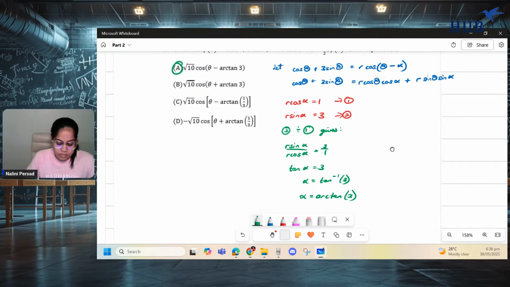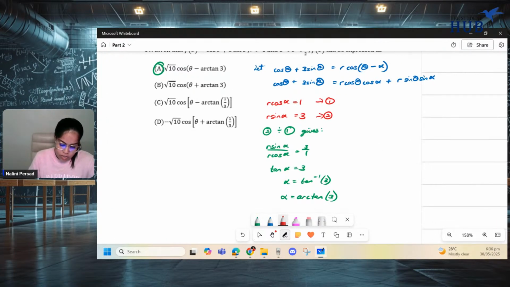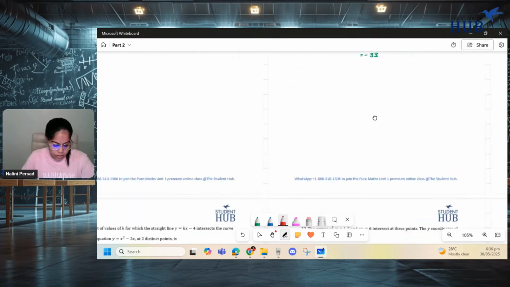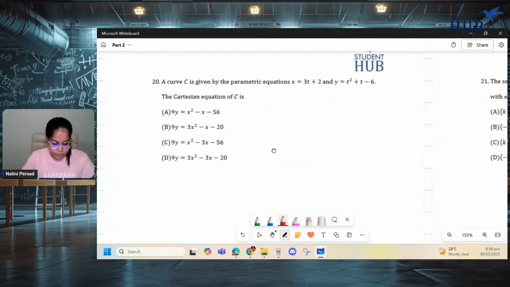But it's not hard to find R. Right? R is equal to the root of 1 squared plus 3 squared. That works out to be root 10. It's not negative, it's positive root of 10. Right? Because R has to be greater than 0. Very nice, everyone.